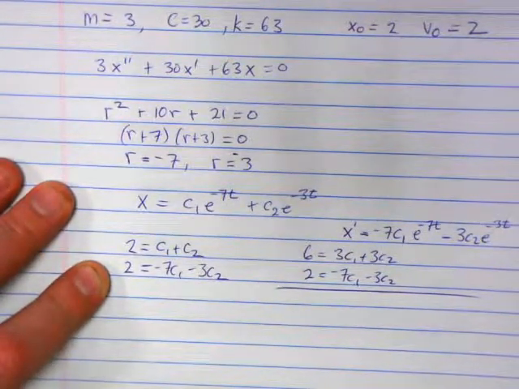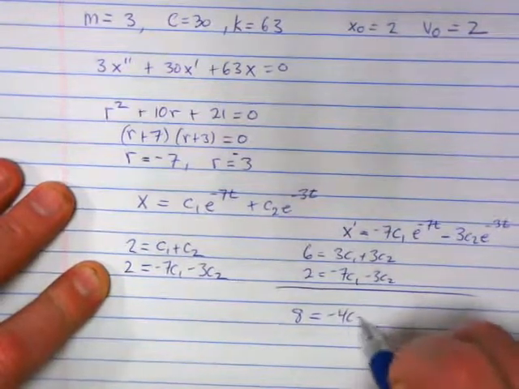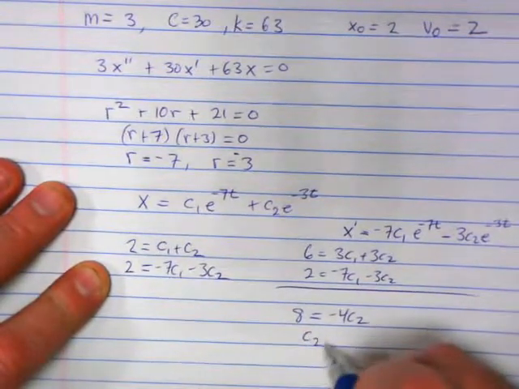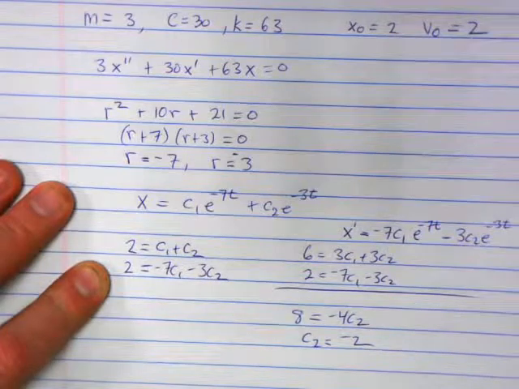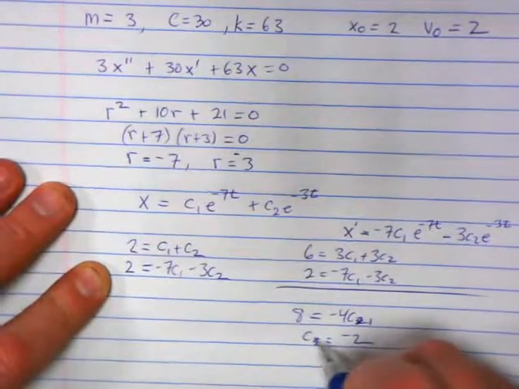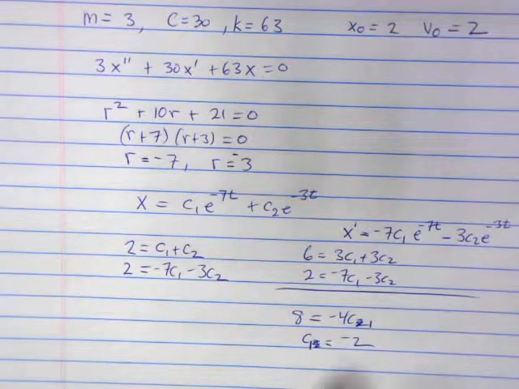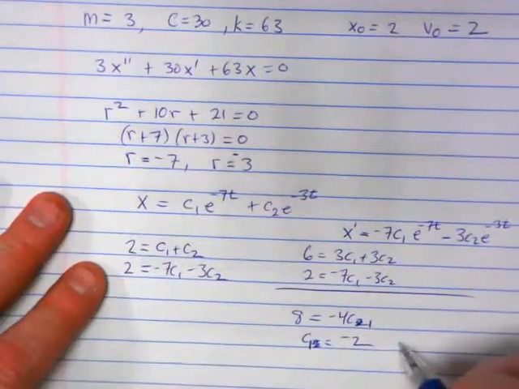Add them up. I have 8 equals negative 4C2. C2 is negative 2. Wait, wouldn't it be negative 4C1? Oh, yes, C1. I'm sorry. Got going too fast there. So C1 is negative 2. Just plug back into the original. Plug it into there. C2 is 4. Yep.